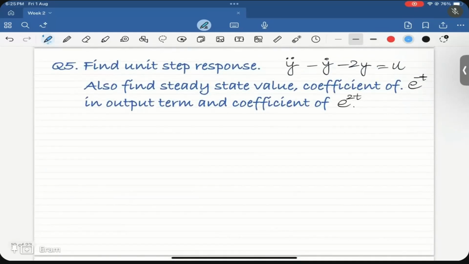So for this system, you have to find out the unit step response, the steady state value, and the coefficients of e to the power minus t and e to the power 2t. Okay. So try this question. And here we have to assume that initial conditions are 0. Yes. Okay.